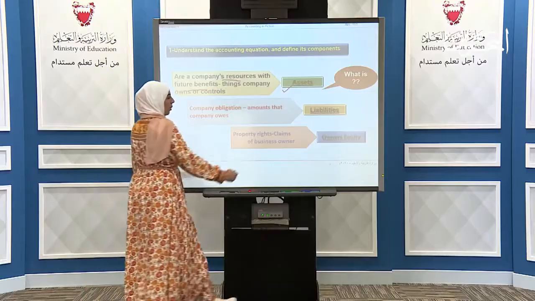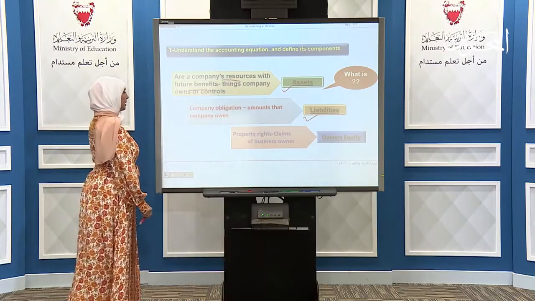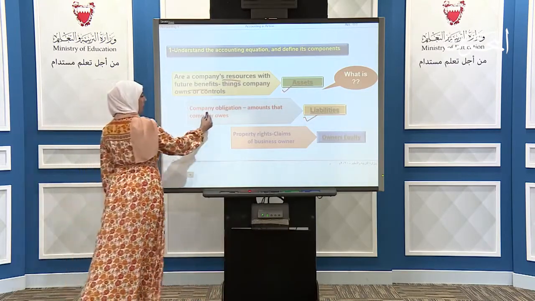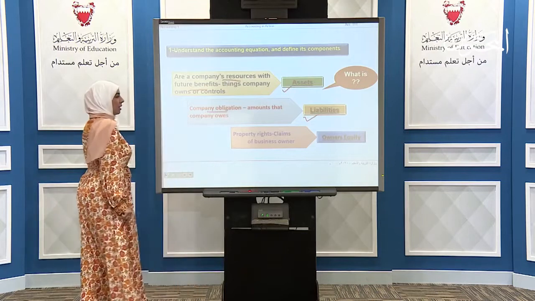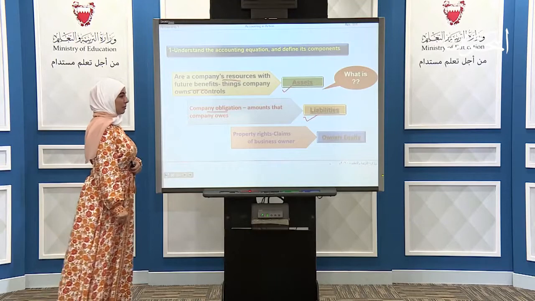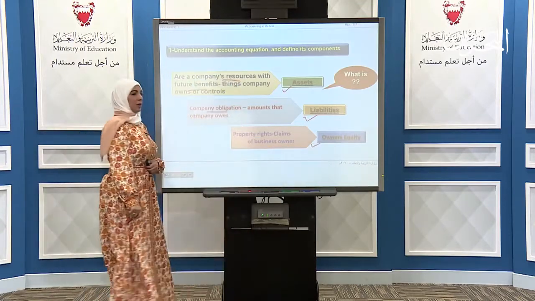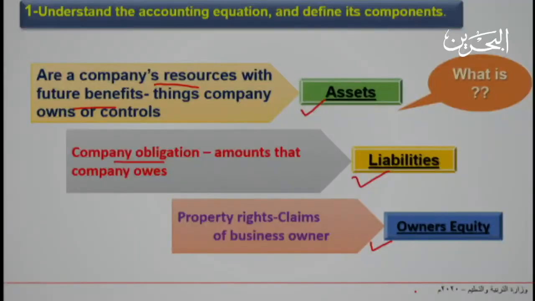Then what do we mean by liability, my student? Liabilities are the company's obligations and amounts that the company owes. Finally, what do we mean by owner equity? The owner equity is the property, rights, and claims of the business owner. By that, we know the components of the accounting equation.